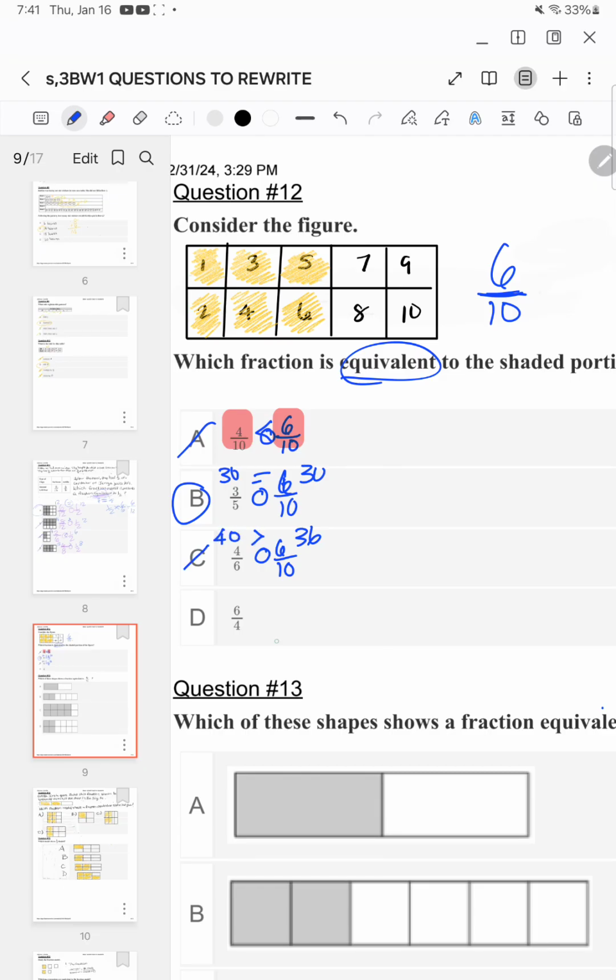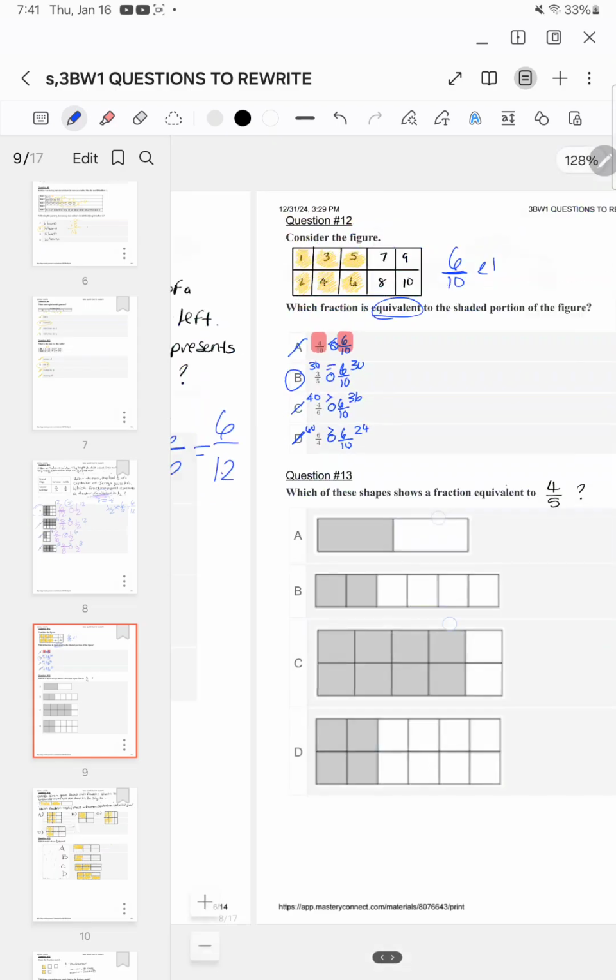Again, and this is an improper fraction. And obviously, improper fractions are always greater than 1. And this is a proper fraction, which means it is going to be less than 1. Let's go ahead and do this. 10 times 6 is 60, and 6 times 4 is 24. Again, this is not equivalent. The only thing that's equal to 6/10 is 3/5, and that's B.